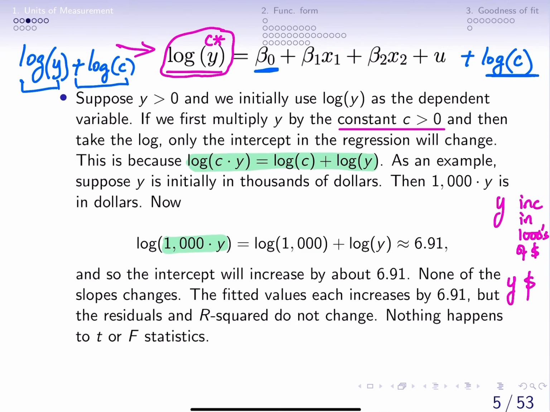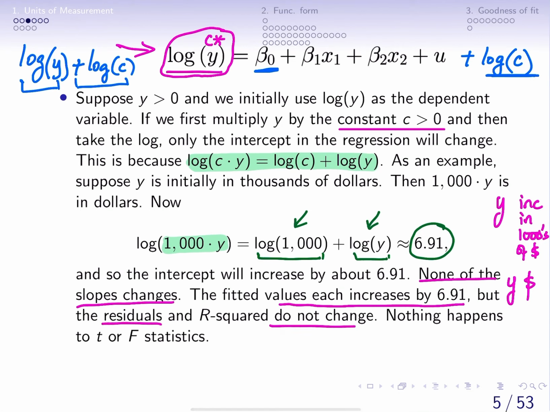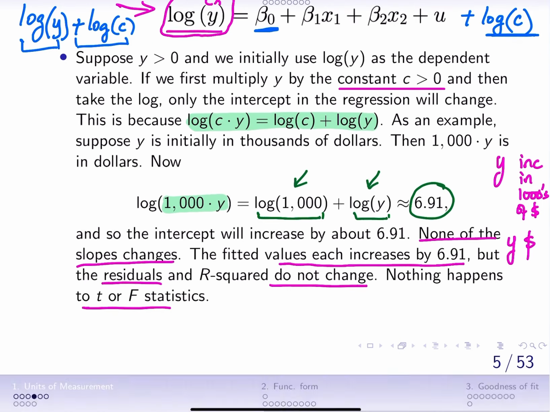And so when you take the logs, right, you're going to have two terms appear. You have log of 1,000 plus log of y. This is the same as before, but this is what gets added. So your intercept would just get increased by 6.91 in this case, okay? And here, none of the slopes would change for x1 and x2. The fitted values would increase by 6.91 and the residuals and R squared would not change, okay? Again, nothing would happen to T or F statistics.